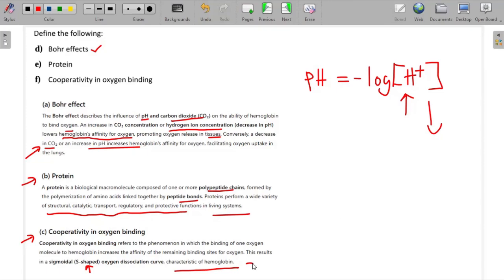So it's very common in multiple choice past papers. They will ask you about the cooperativity in the oxygen binding. So we're done with this question here.